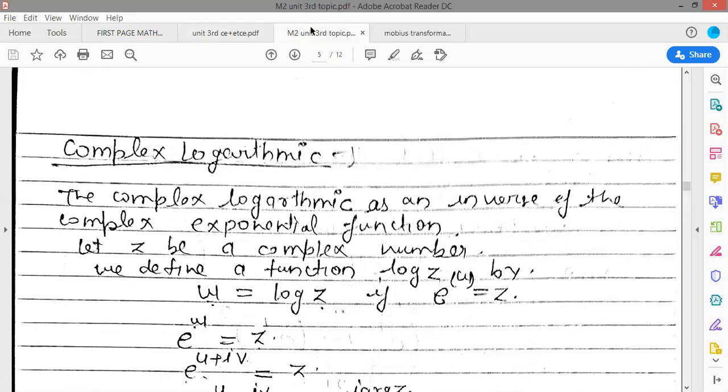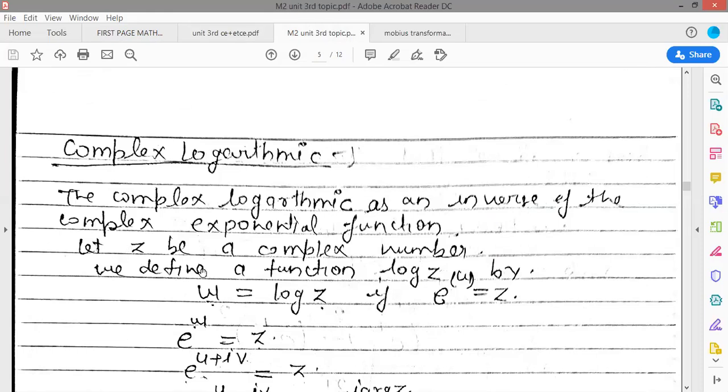The complex logarithm is an inverse of the complex exponential function. As we know already, if we invert the exponential function, meaning the base e type function, then you will get a log function. So logarithmic is just an inverse of an exponential function.